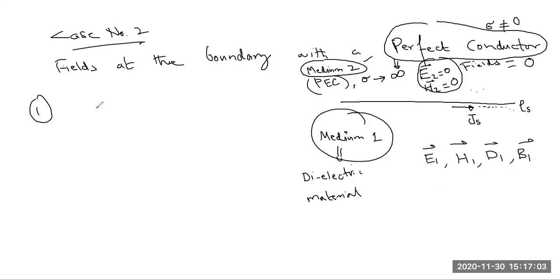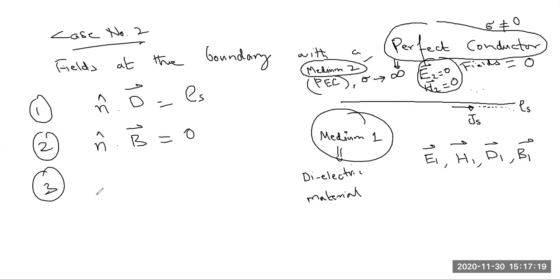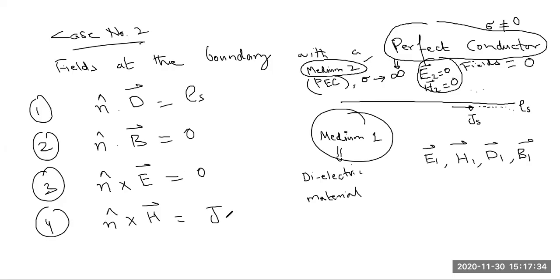मैं पहली बाउंड्री कंडीशन को लिख रहा हूँ कि n dot D will be equal to ρs, n dot B is equal to 0, n cross E is equal to 0, n cross H is equal to Js.